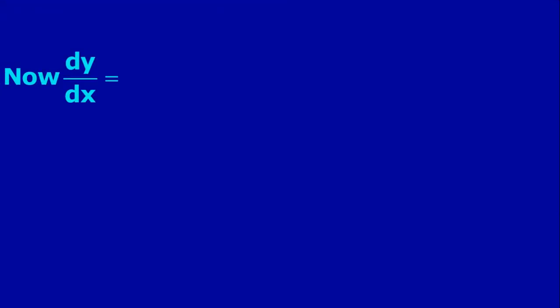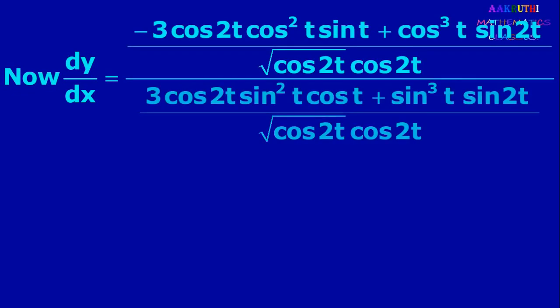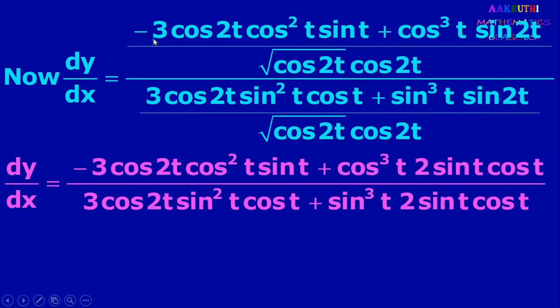Now find dy by dx. So dy by dx is dy by dt divided by dx by dt. When we simplify, the denominator gets cancelled, so remaining is minus 3 cos 2t cos square t sin t plus cos cube t sin 2t divided by 3 cos 2t sin square t cos t plus sin cube t sin 2t. And again we can expand sin 2t. So sin 2t can be written as 2 sin t cos t. In the denominator also sin 2t can be written as 2 sin t cos t. So expand sin 2t in numerator and denominator.